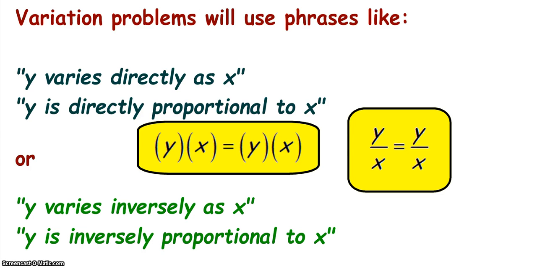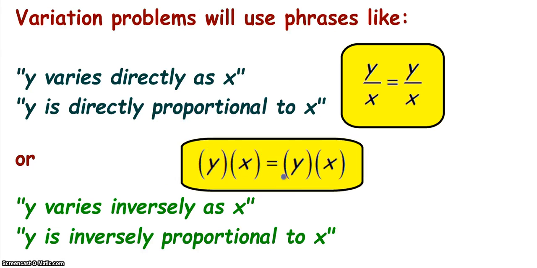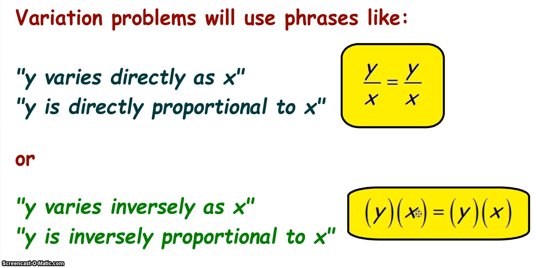That won't happen again. Okay, so y over x equals y over x is going to go with direct. So y varies inversely as x, and y is inversely proportional to x is going to go with yx equals yx. So you've got to know which formula you're using.